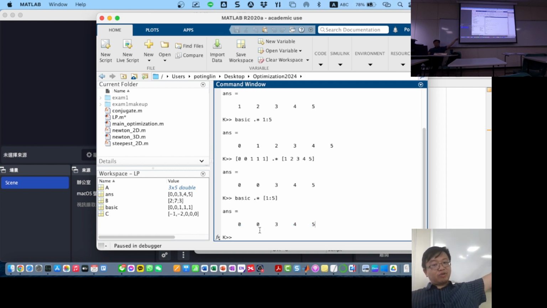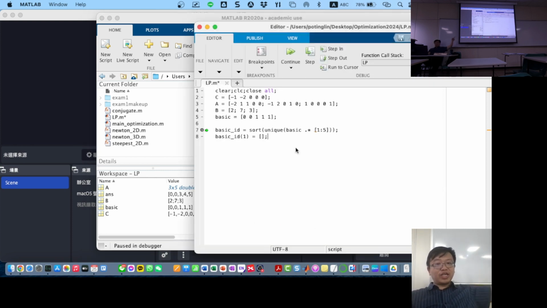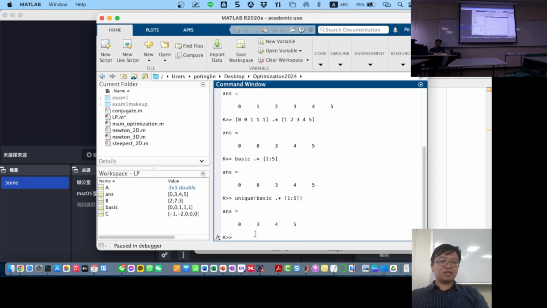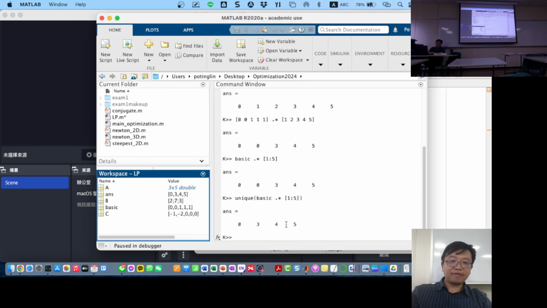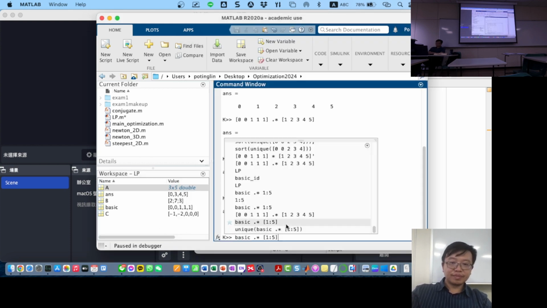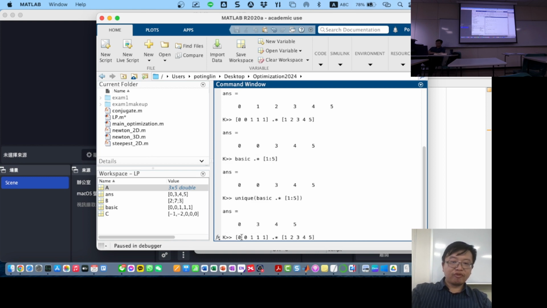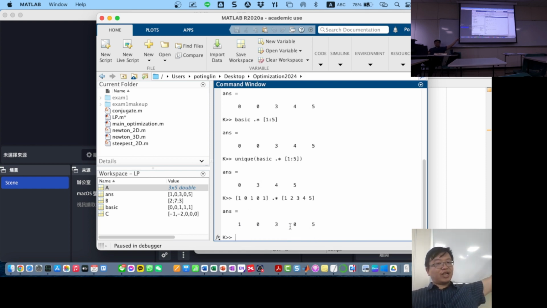So I have 0, 0, 3, 4, 5. After unique, only 1, 0 at the end. So I need to sort it. Because if one day I have, for example, the first one is 0, the first one is 1, and the fourth one is 0, I will have a vector like this. So I want to sort it so the 0 moves to the first one.